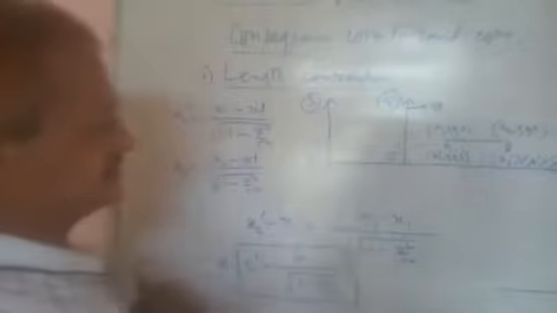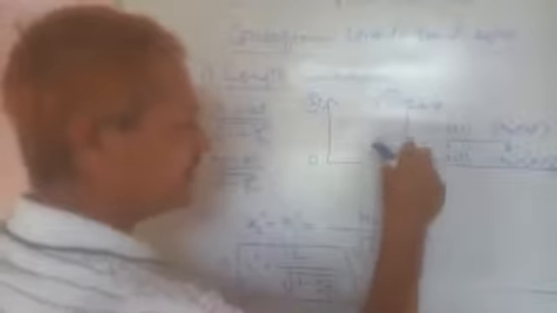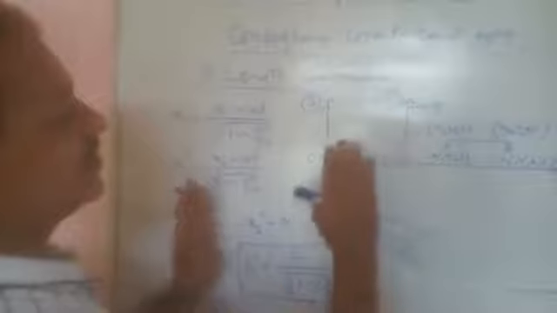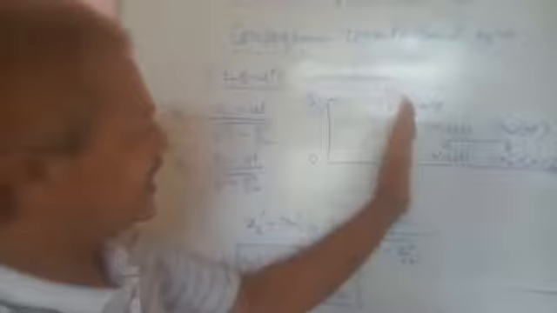So what is L dash? L dash is the length measured with respect to frame S dash. What is L? L is the length measured with respect to frame S. Now mind one thing: the length AB is stationary with respect to frame S dash. That means L dash is the length stationary with respect to frame S dash, and the S dash frame is moving with relative velocity v. So what happens?